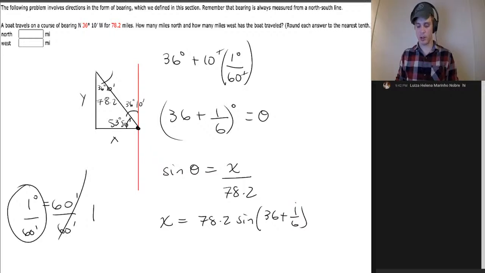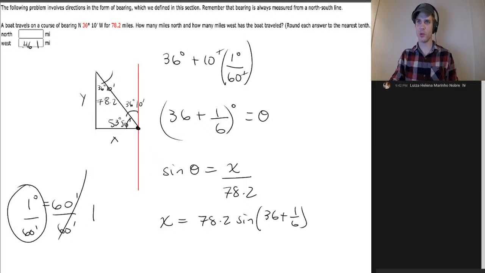So this I'll put into my calculator, 78.2 sine of... it's 46.148 miles. What do we round to the nearest tenth? So we're going to get west. So x is west, and it's 46.1 miles.